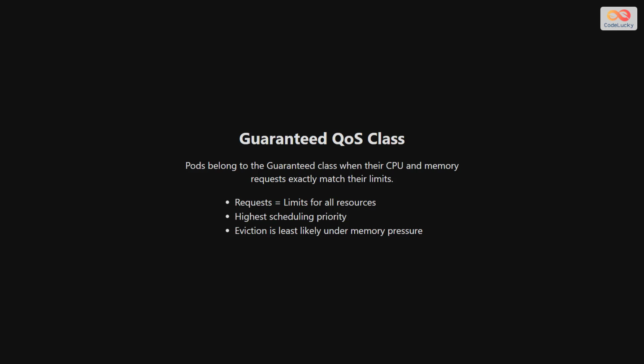The Guaranteed class is the highest priority quality of service class. A pod is assigned to this class only if all its CPU and memory requests exactly match its limits. This means the pod is guaranteed the resources it requests and cannot exceed these limits. Pods in this class are least likely to be evicted during times of resource pressure, ensuring reliable performance.